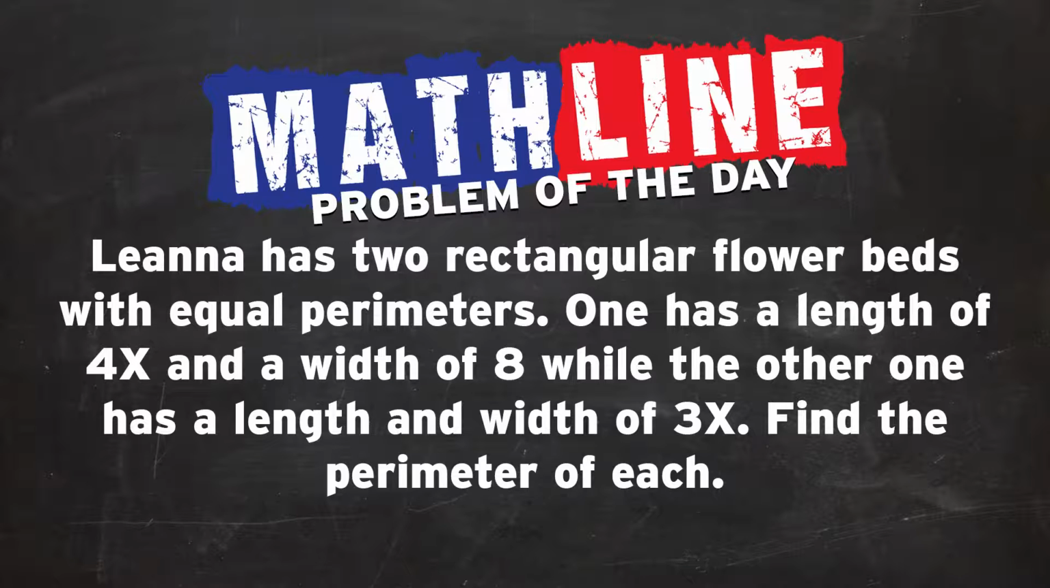Leanna has 2 rectangular flower beds with equal perimeters. Ding, ding, important moment right there. One has a length of 4x and a width of 8. The other one has a length and width of 3x. So we're going to find the perimeter of each. That is a lot of words, isn't it?